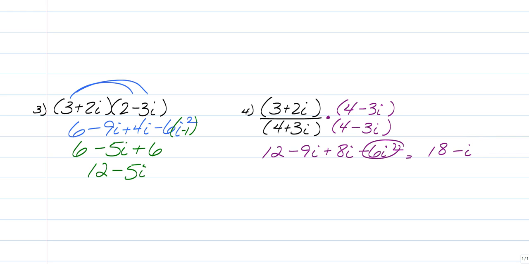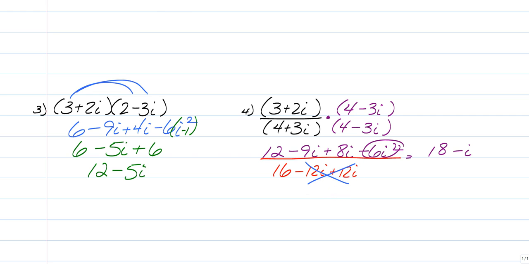But now, watch what happens when you FOIL the denominator. 4 times 4 is our 16. 4 times a negative 3i is going to give you your negative 12i. But now 3i times 4 is going to give you the positive 12i. Like I said, that will make those middles cancel.